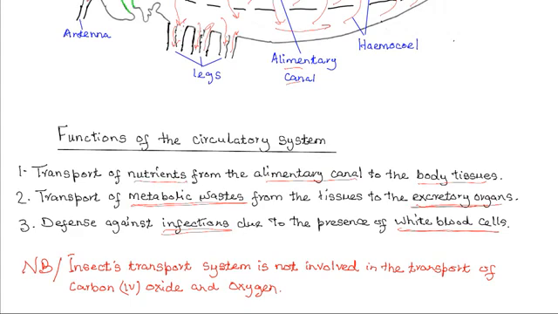However, the hemolymph, that is the insect's blood, is not involved in the transportation of respiratory gases. It does not transport carbon dioxide and oxygen because the insect's blood lacks specific pigments that are involved in the transportation of respiratory gases. So unlike other animals, the circulatory system is not involved in the transport of gases. It's mainly involved in the transport of nutrients and wastes.